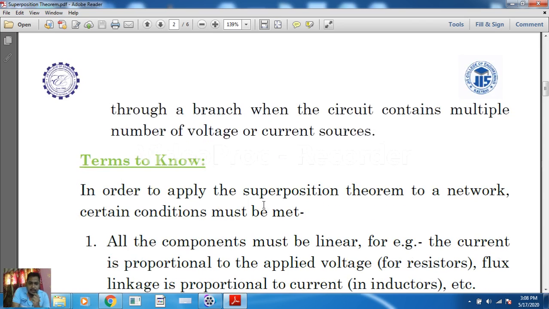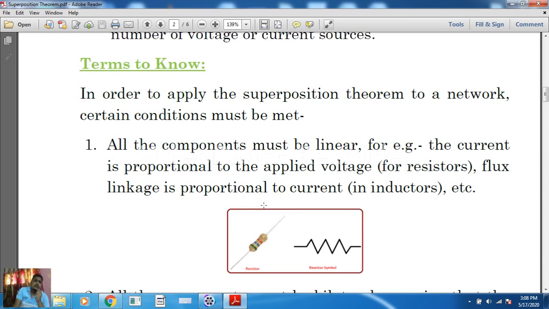So coming to the next point, terms to know. What are the terms to know? Basically in the statement we have seen linear, bilateral, active, those terms. What is the meaning? Already we have discussed in the previous classes, but for now we are just remembering those points.